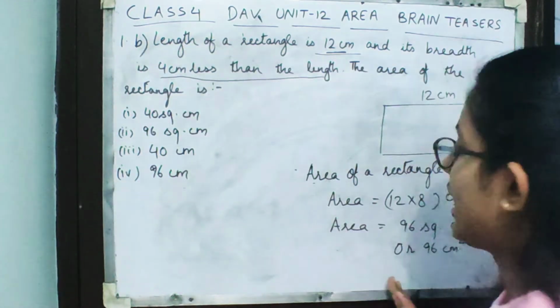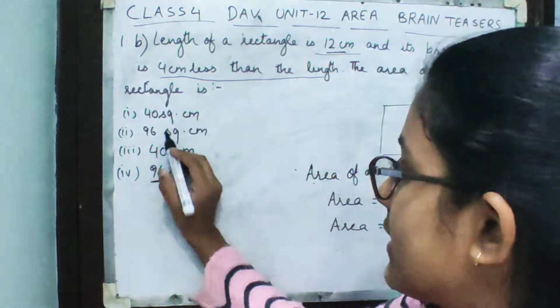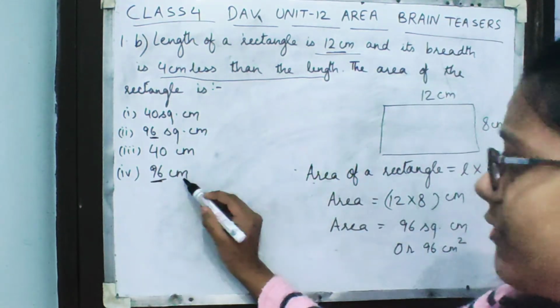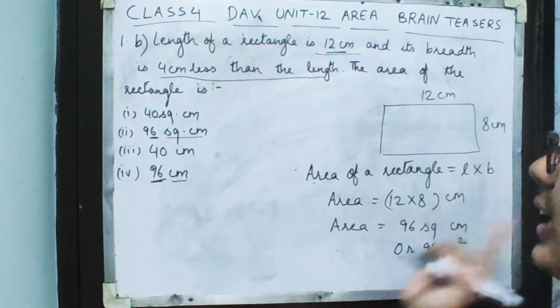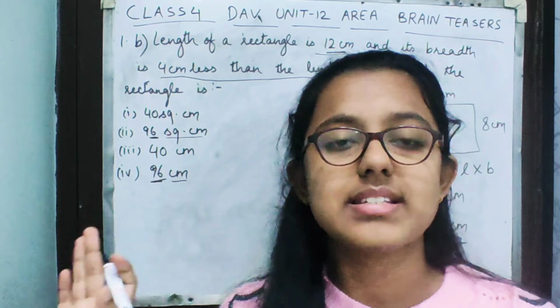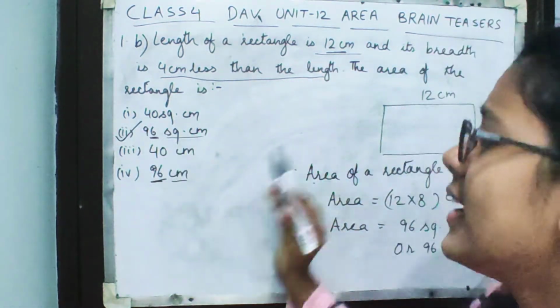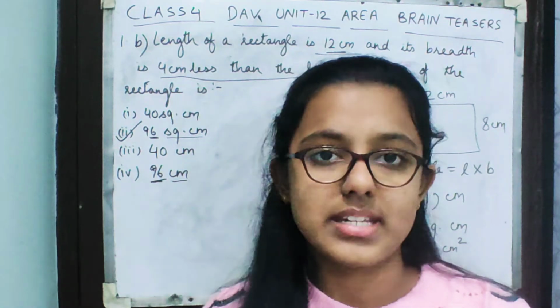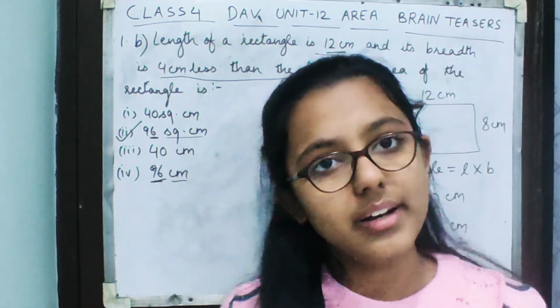Now we are getting this answer. Let's see what is the right one. Here we have 96 in two options, but what is the difference? In one it is only centimeter and in the other it is square centimeter. But in area, always remember square will be there. In the answer we have to put square. So our correct answer will be the second one, that is 96 square centimeter. So we have completed our B part. Let's move on to our next part.